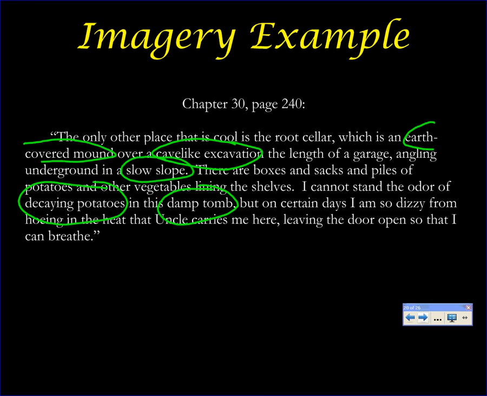You ever notice that she likes her alliteration? It's all over the place in the novel. So slow slope, good. Angling underground. Okay, so this is not above ground. This is something buried deep in the earth. We will focus our attention on that.